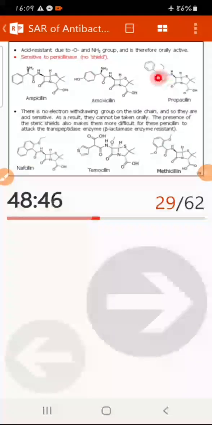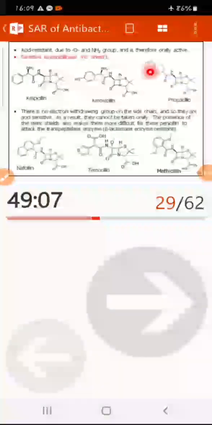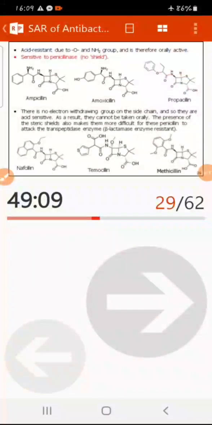And propacillin, beta-lactamase. Here there is no substitution at the 6th position, meaning there is no alkoxide and no halogen group on the 6th position. And the alpha carbon is not part of the cycle. Therefore, propacillin is not beta-lactamase stable. It is beta-lactamase sensitive.